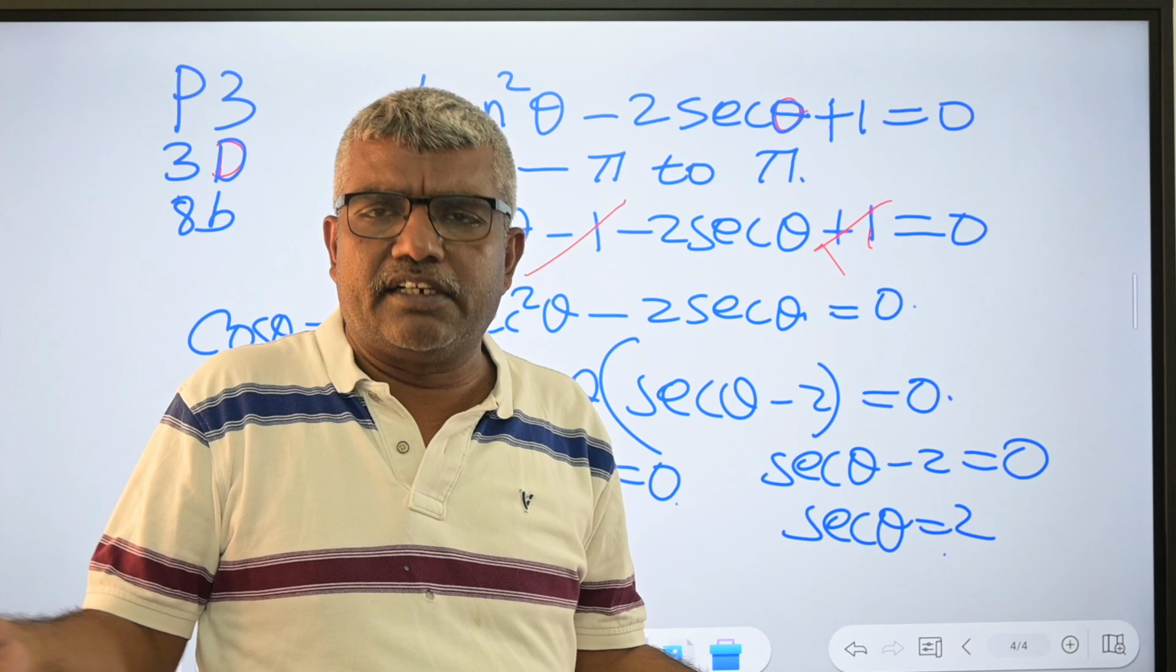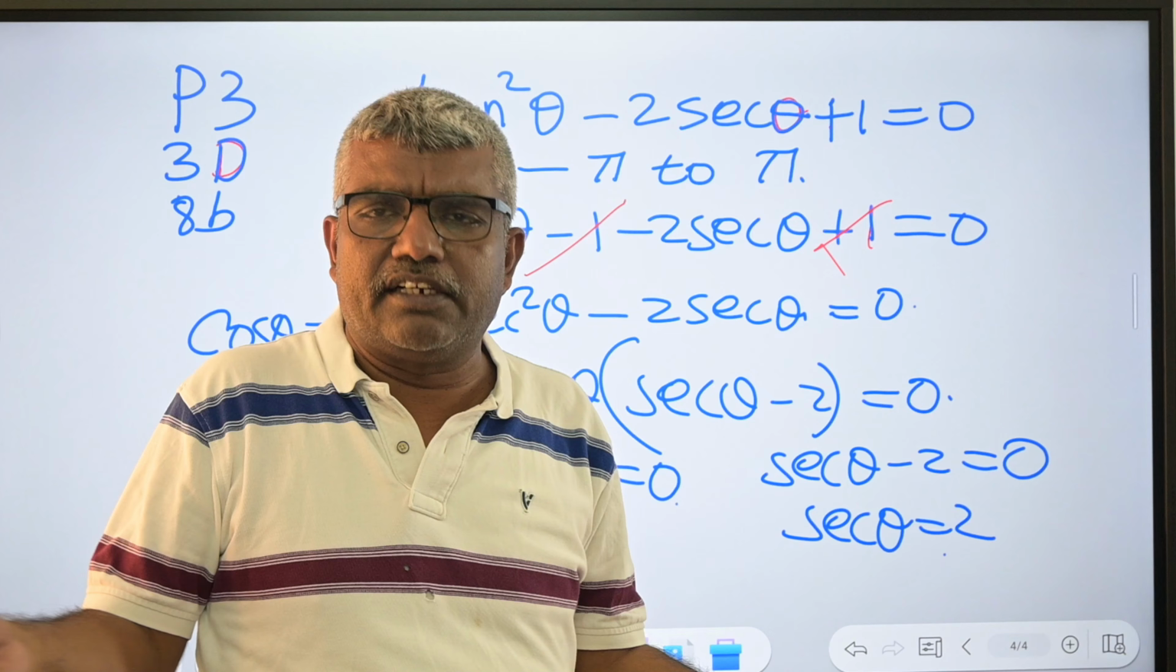In this lesson, we are going to see P3 Edexcel IAL Pure Maths Exercise 3D, question number 8B. We are solving the equation and finding the theta within that interval. Tan square theta minus 2 secant theta plus 1 equal to 0.